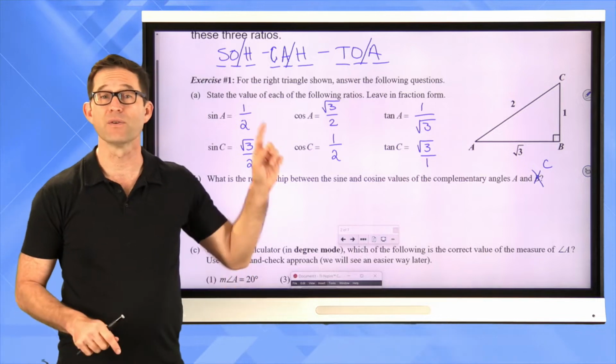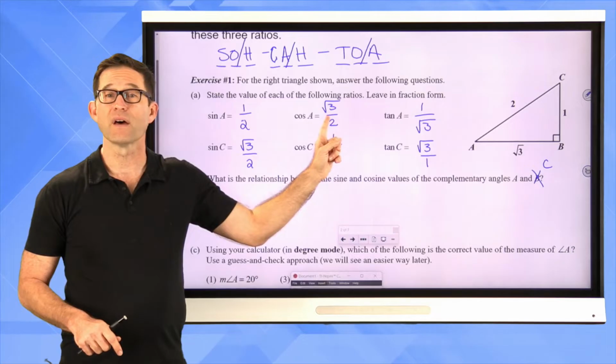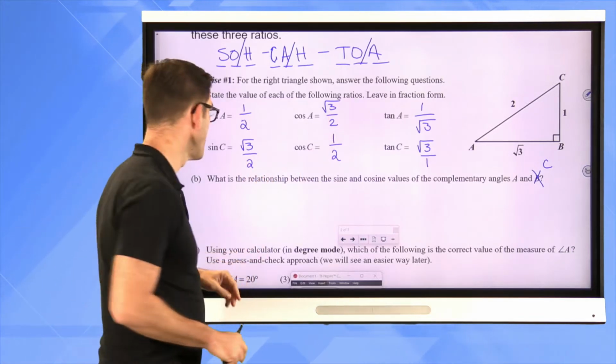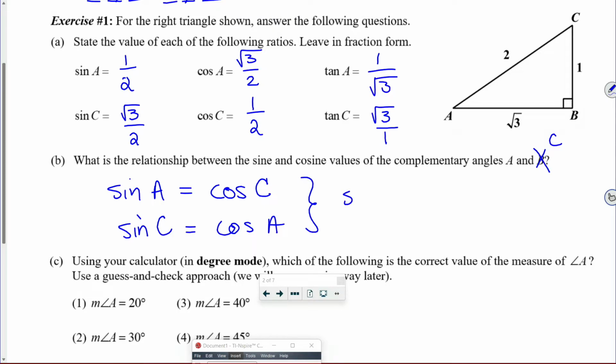All right, well, it's pretty easy, right? The sine of A is equal to the cosine of C, and the cosine of A is equal to the sine of C. I'm going to write those down right here. So the sine of A is equal to the cosine of C, and the sine of C is equal to the cosine of A. So they are just switched.